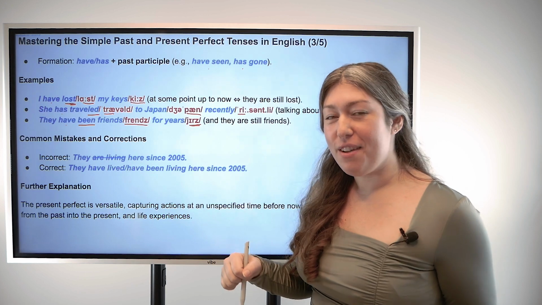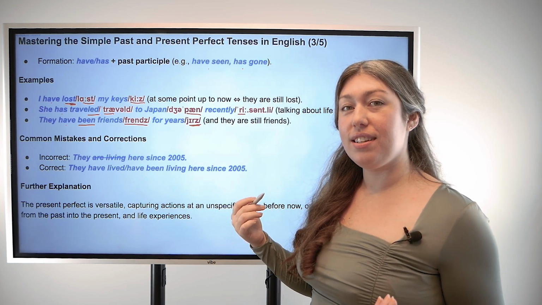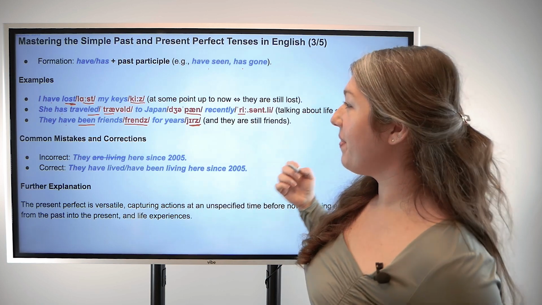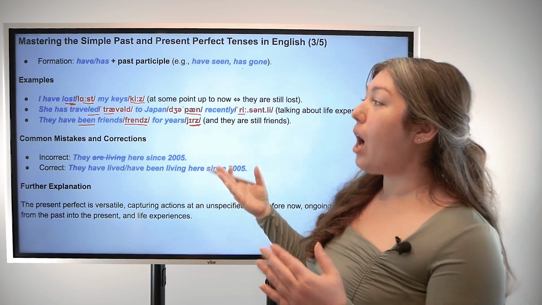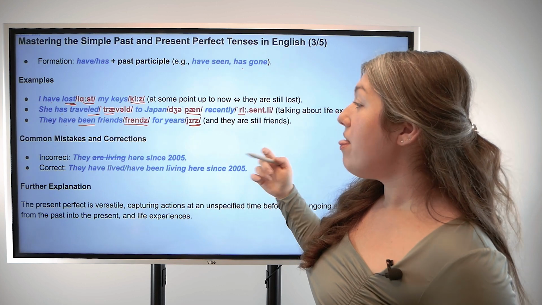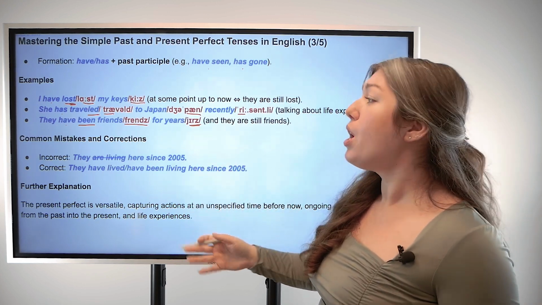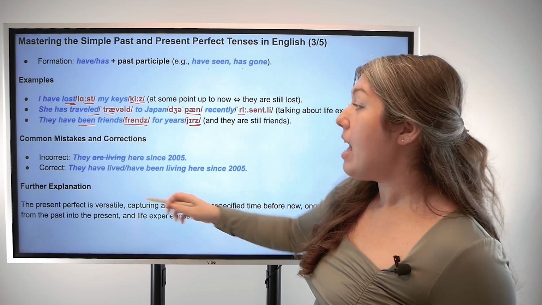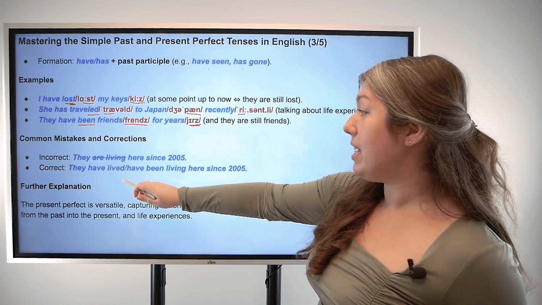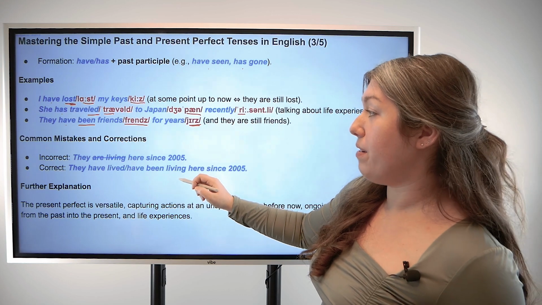And another Z sound for the S. Years, years. Good. Now we can look at some common mistakes and corrections for present perfect. They are living here since 2005. This is incorrect use. The correct way to say it would be they have lived here since 2005, or they have been living here since 2005.